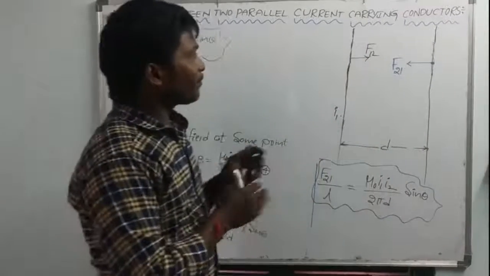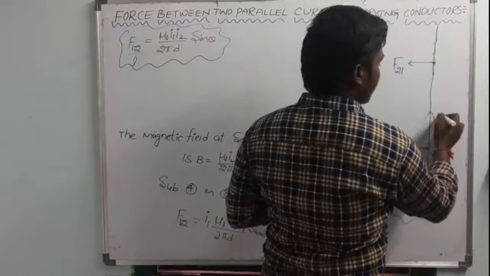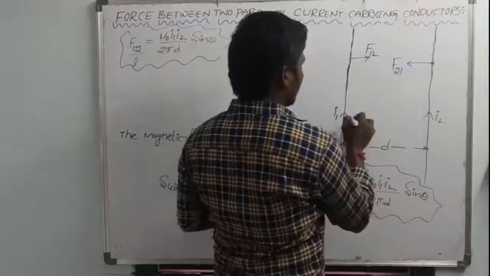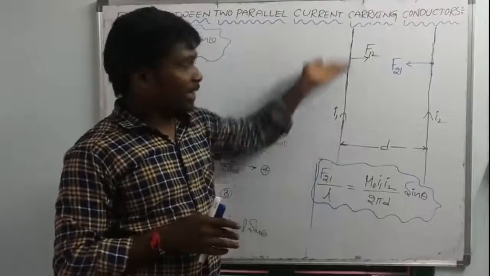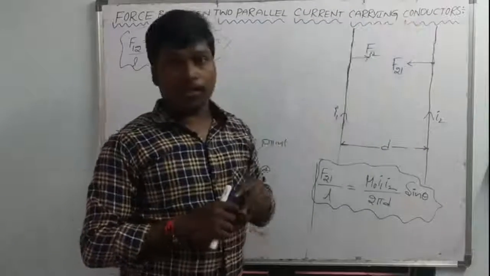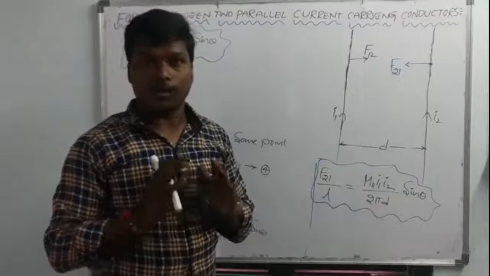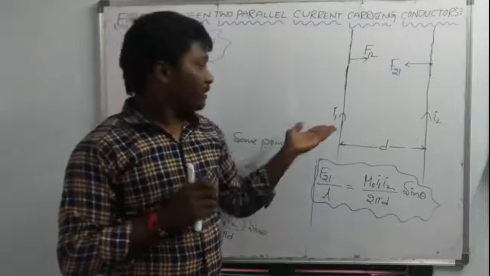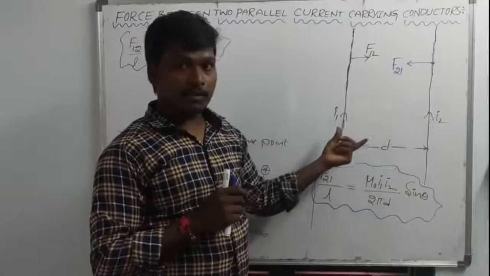So please see, in both the conductors, what is the direction of the current? Same direction, correct? In this conductor, current is flowing in the upward direction. In this conductor also, current is flowing in the upward direction. I1, I2. So whenever the current is flowing, the direction of the current is the same in both the conductors.